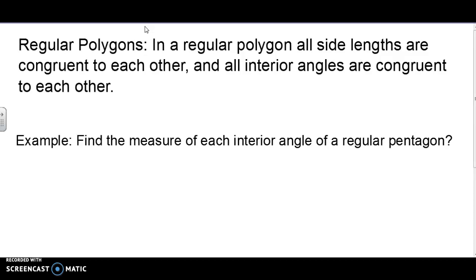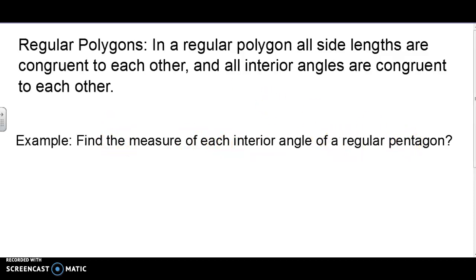So we can use this fact of a shape being a regular polygon to find what interior angle measures are. Because as we learned yesterday, if we know the number of sides a shape has, we can find out the sum of all the interior angles. Well, if they're all the same, you can just divide by how many there are, and then you know the degree measure of each individual angle. An example of that is this question down here. It says find the measure of each interior angle of a regular pentagon.